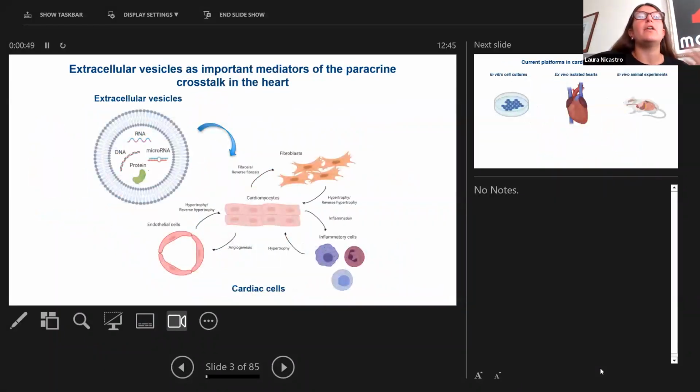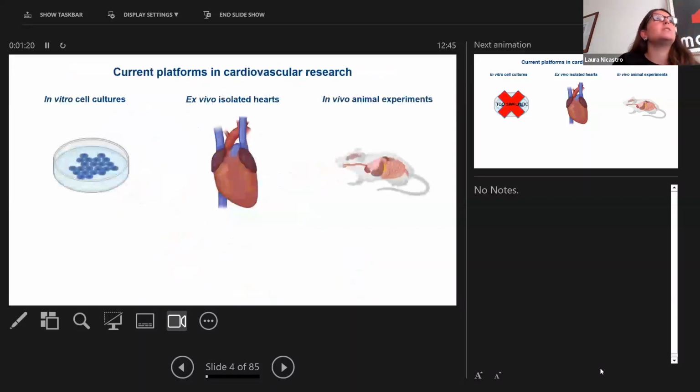Among the numerous humoral and neurochemical responses that act to remodel the heart, extracellular vesicles are an important key player in the paracrine crosstalk between cardiac cells, because they are able to shuttle bioactive cargoes, for example RNAs and microRNAs, to the different cardiac cells in the heart. As you can see in this schematic, they're able to send each other messages to promote or reverse remodeling.